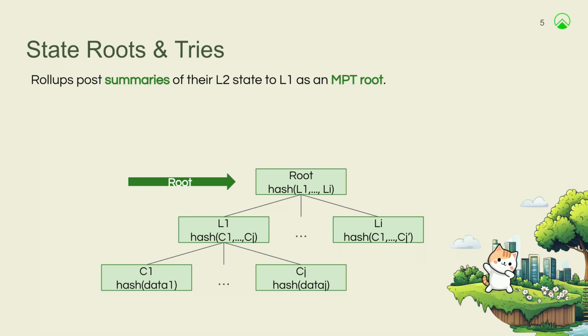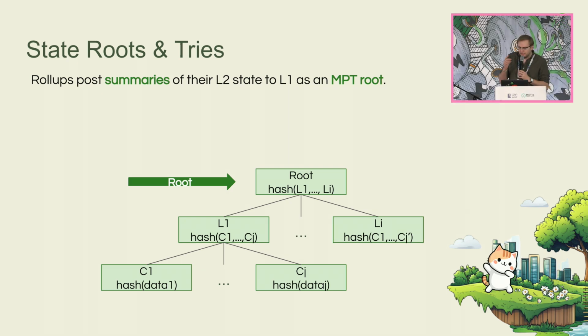This means a change to any of the data in the leaf nodes changes the root. So if you update a balance of an account, the root also changes. That's critical. So you can't get away with cheating, because every time you make a change, the root's going to change and you have to post a new state root.